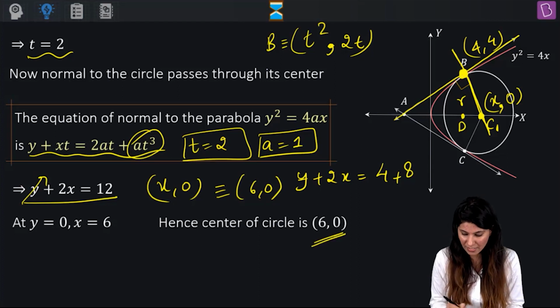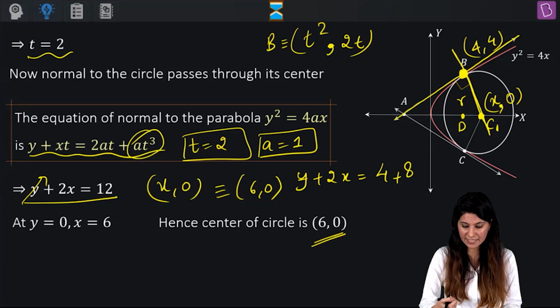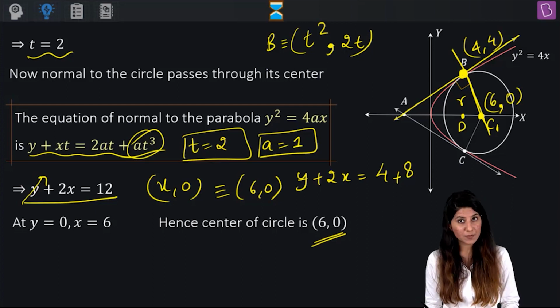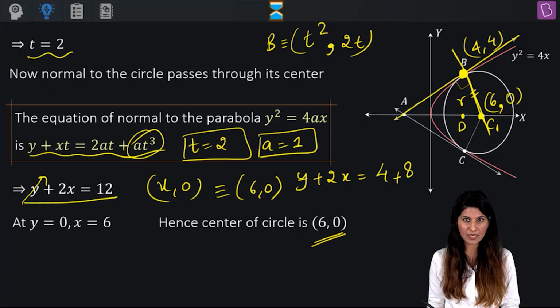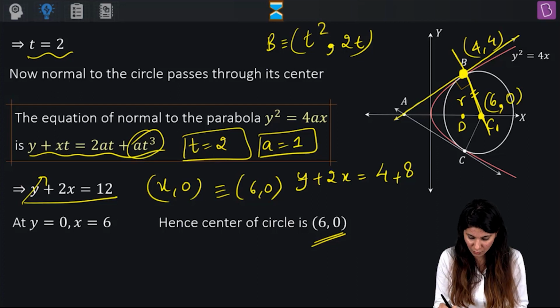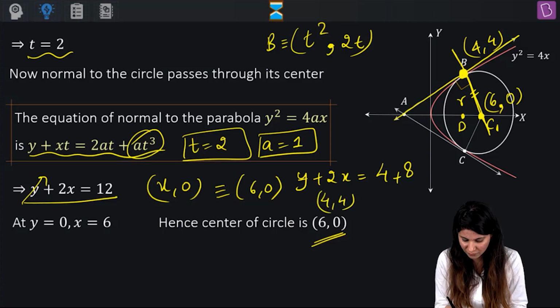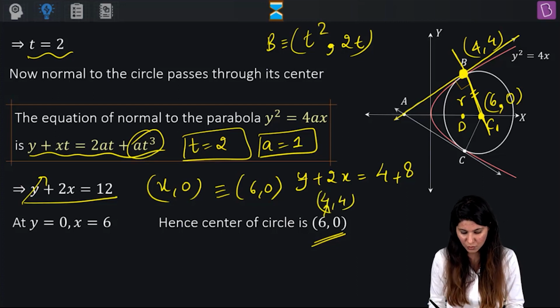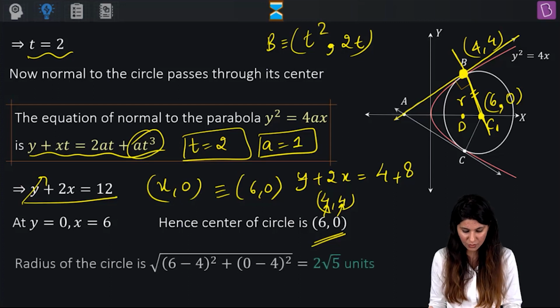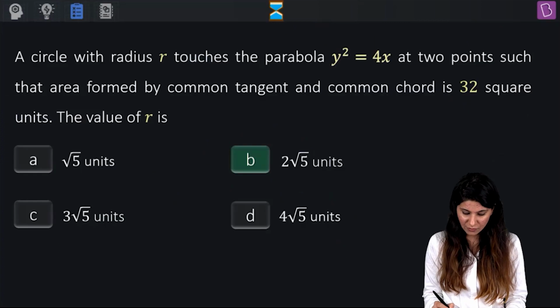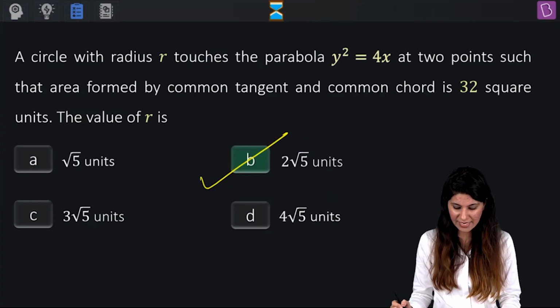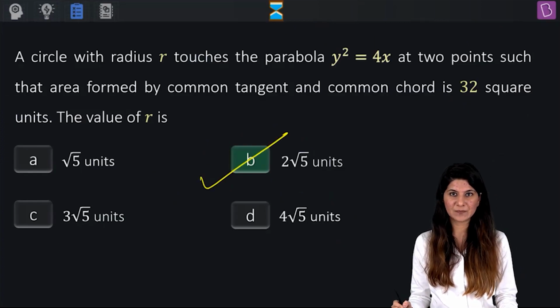So point C1 is 6 comma 0. And point B is 4 comma 4. We just need this distance BC1 to get the final answer of this particular question. Let's do that. So 6 comma 0 and 4 comma 4, that is square root of 6 minus 4 whole square plus 4 minus 0 whole square. This is what? 2 root 5 units. Yes. So the final answer of this particular question is 2 root 5 units. Got it?